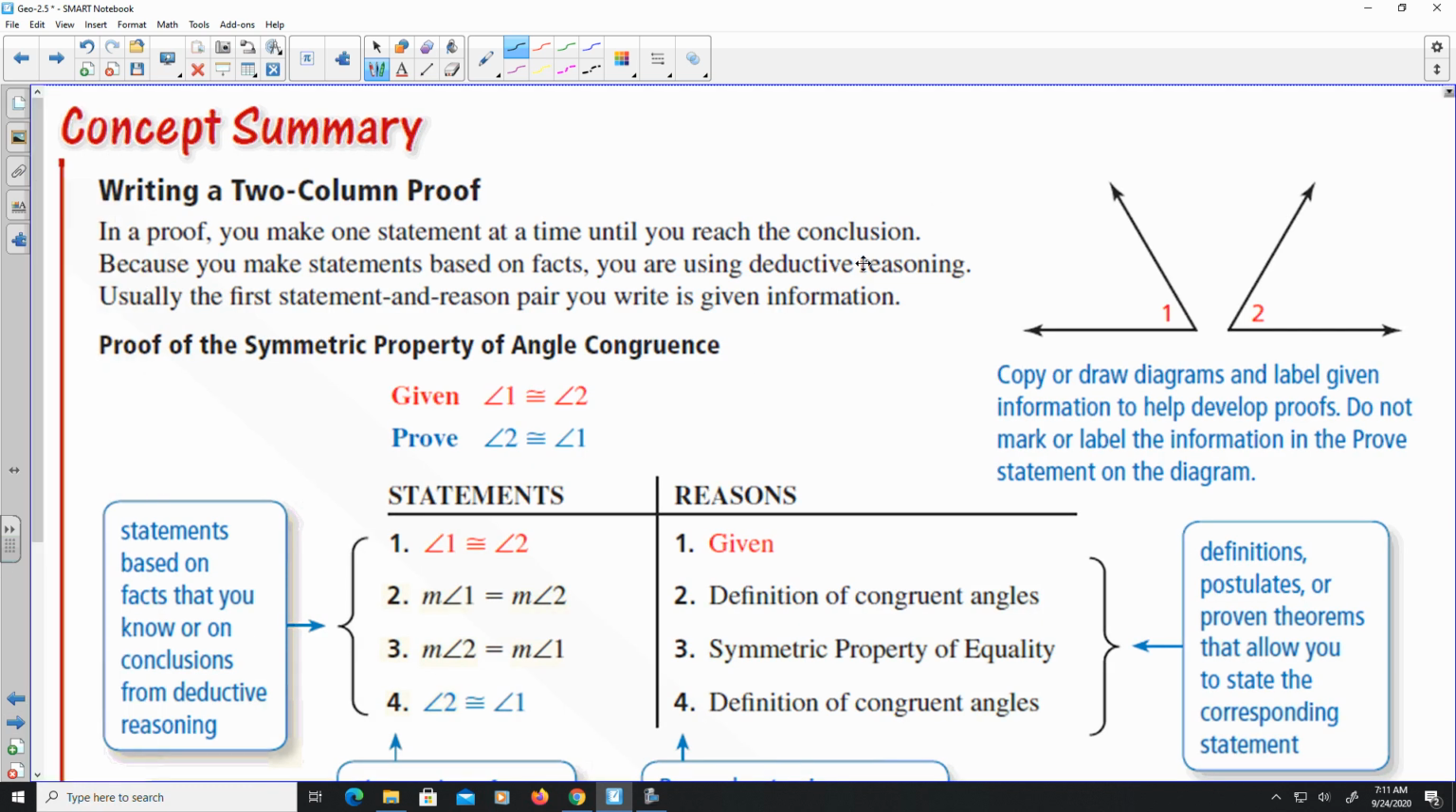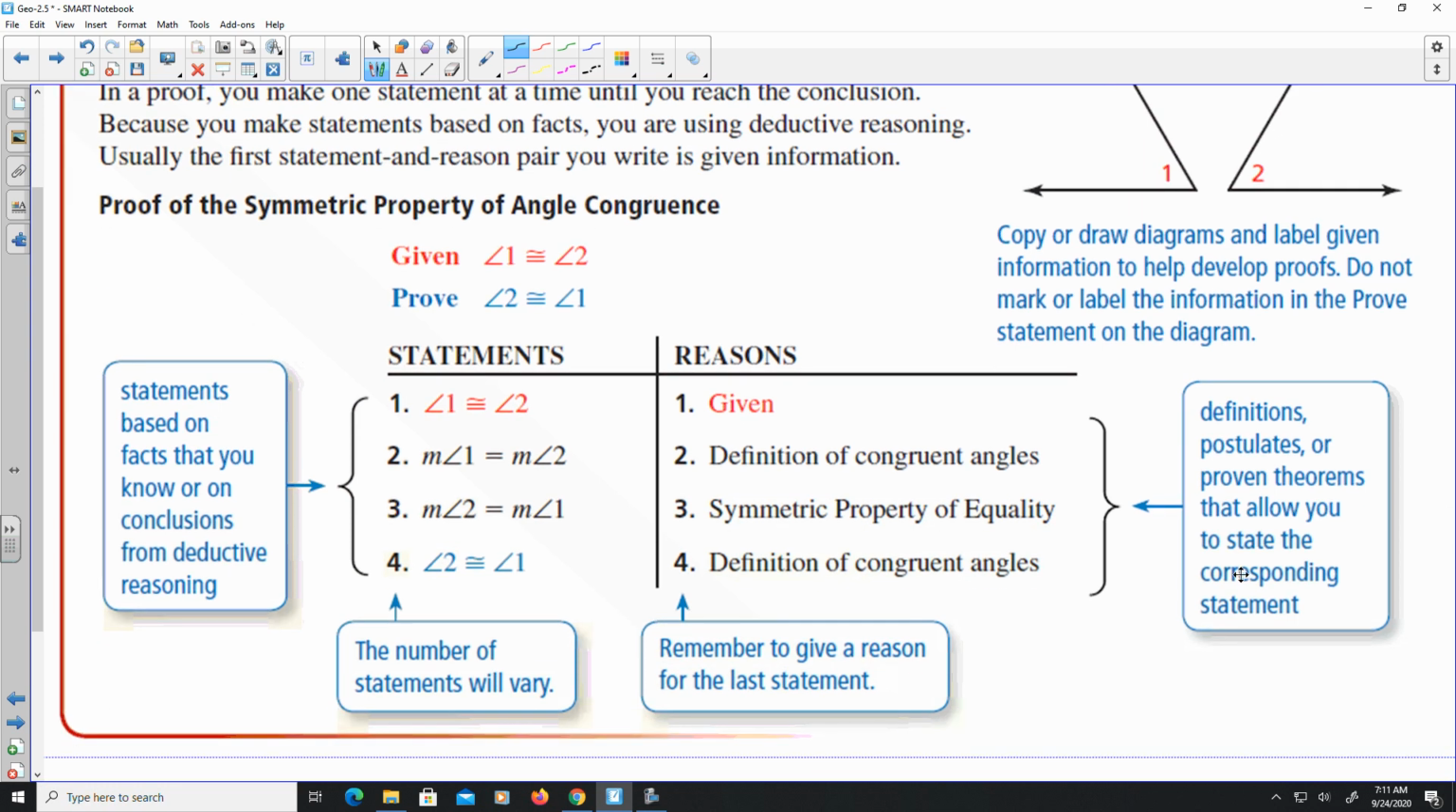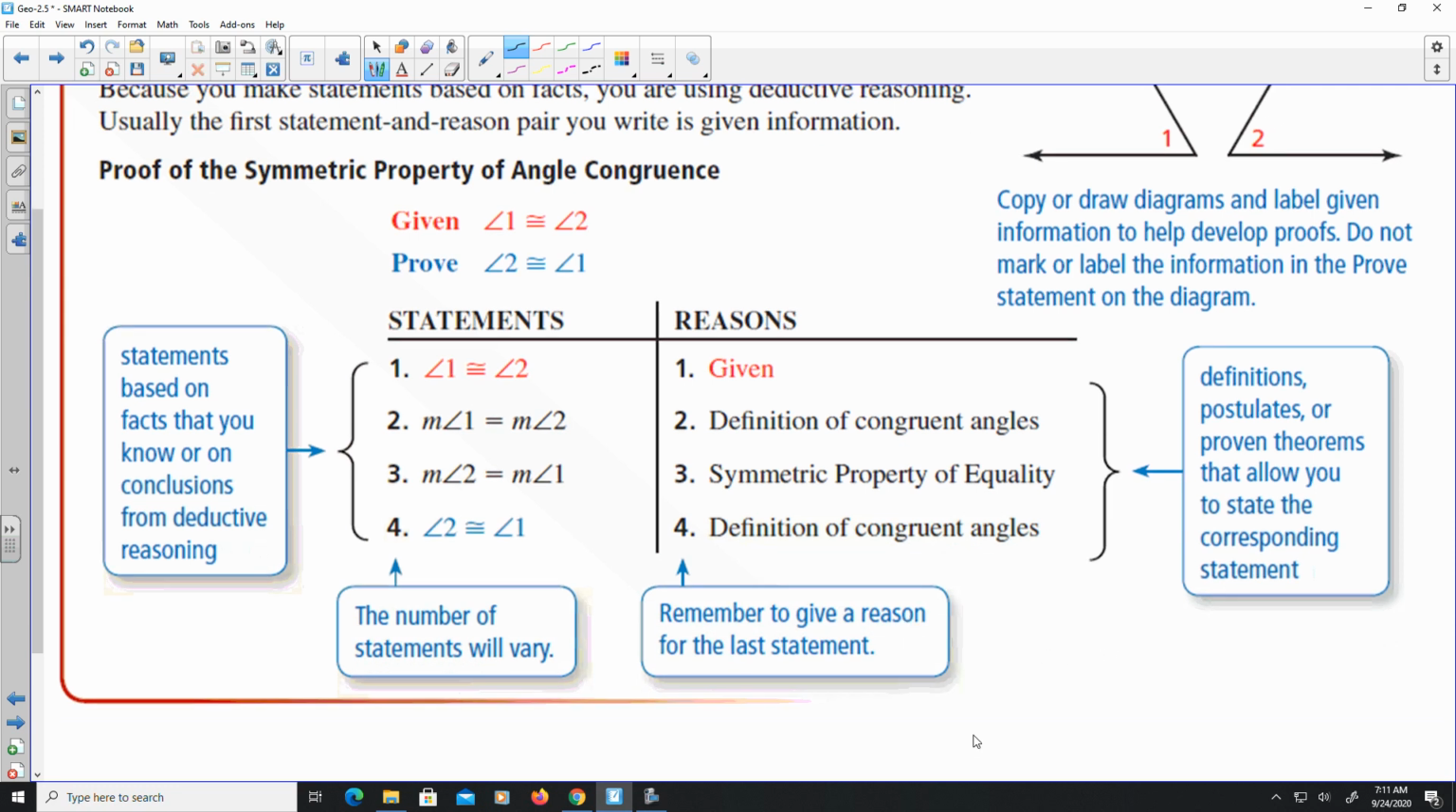Here they just talk about, this is just a summary of writing 2-column proofs. Some of the things to take from it: statements are based on the facts that you know or the conclusions from deductive reasoning, which we talked about at the beginning of the notes. And the reasons come from definitions, postulates, and proven theorems that allow you to state the corresponding statement. And again, the number of statements will vary, so please keep that in mind. And that is being able to prove statements about segments and angles.